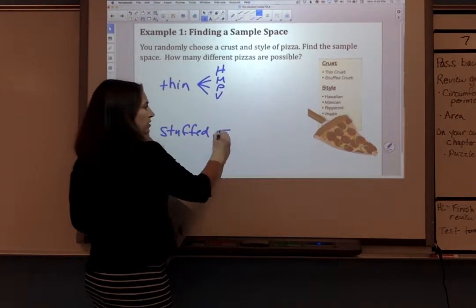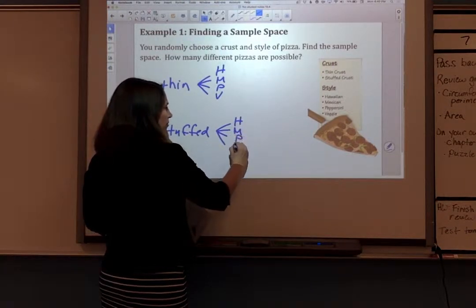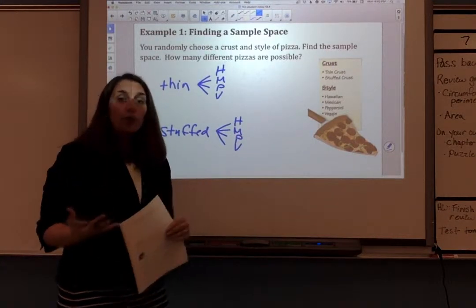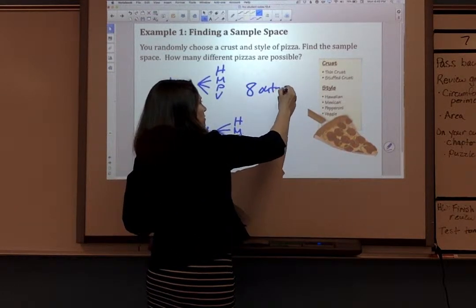Same choices apply with stuffed. I could get Hawaiian, Mexican, pepperoni, or veggie. So that's 4 more outcomes. So that's a total of 8 outcomes.